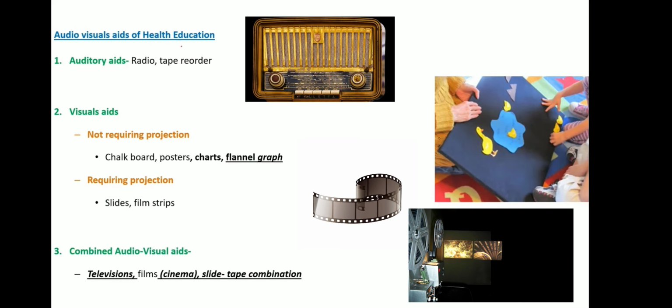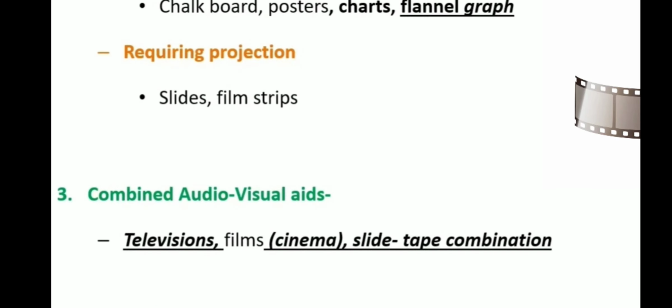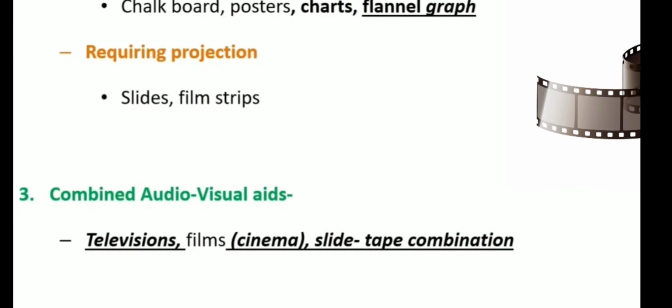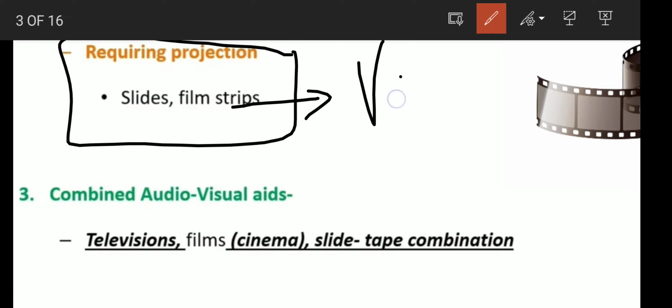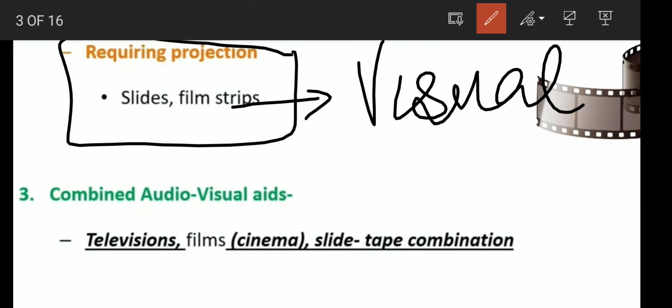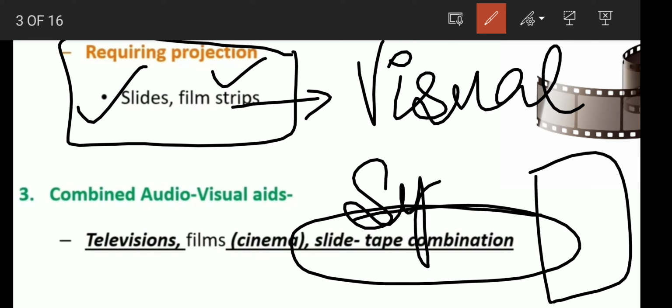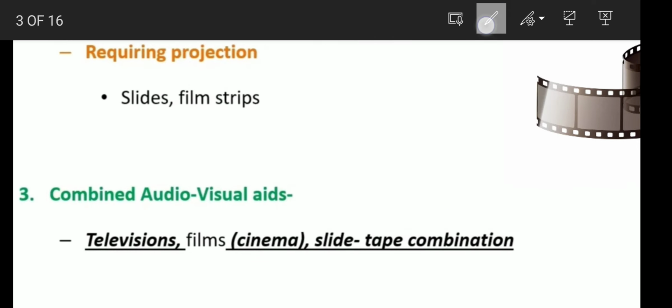I hope it's clear. The visual aids which require projection are the slides and the film strips, and the combined is slide tape combination. Do not confuse between these two. The slide and film strips are the visual aid. Slide tape combination, which we saw in the picture, synchronous with these slides will be the audio which is played. So we have slide tape combination falling under the combined audio visual aid.